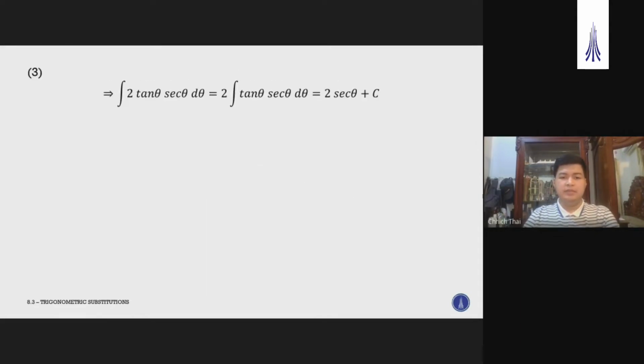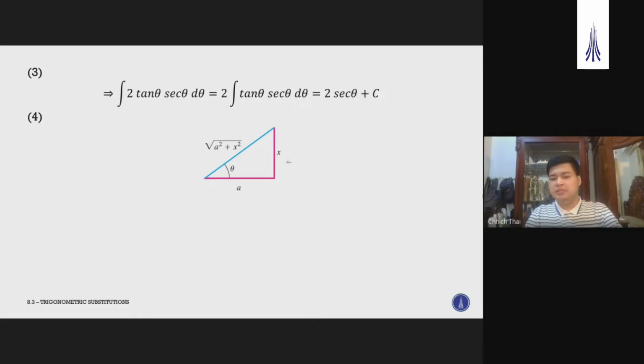So the next step, we need to integrate those. When we integrate it, we got the answer of 2 secant theta plus c. But we are not done yet. We need to reverse it back into the original variable, which is x. In order to do that, we need to draw the reference right triangle. For this part, we need both tangent and secant.